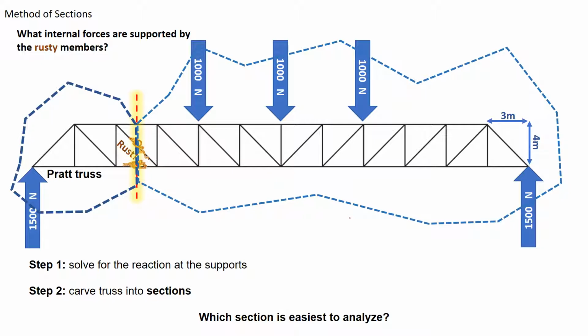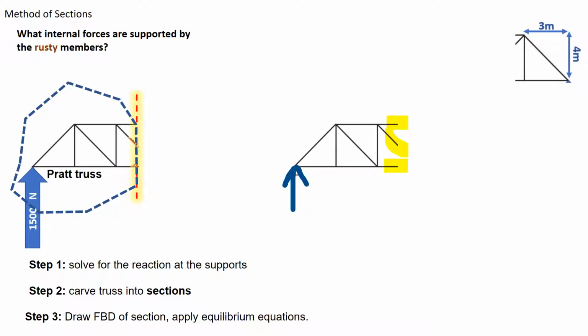Okay, so we're going to slice it through the piece that we are interested in finding out about and divide it into sections. Now, looking at this, you have a choice. We can either analyze the right hand of this bridge or you can analyze the left hand of this bridge. Of course, the left hand looks easier, and that's part of the art form of method of sections, is learning how to carve this up in the most efficient way possible.